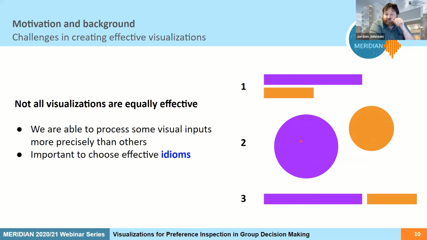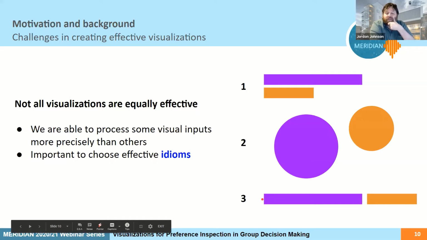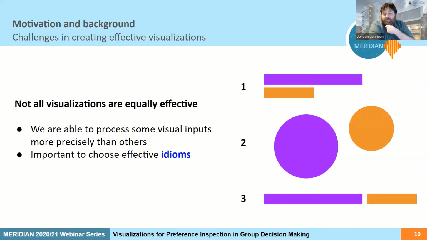Now, just because bars seem to work better than circles doesn't mean that bars always work perfectly. You also have to take into account things like how you're arranging these bars. So in this case, for this third idiom, we're back to using bars again, and it still is obvious that the purple bar is longer than the orange bar, but it's no longer obvious that it's twice as long.